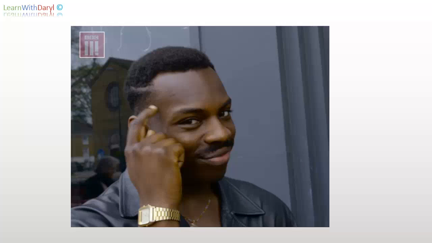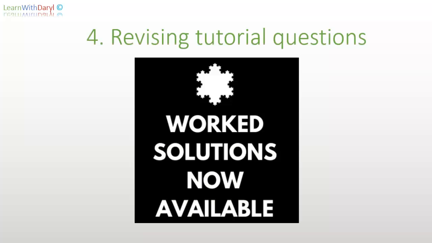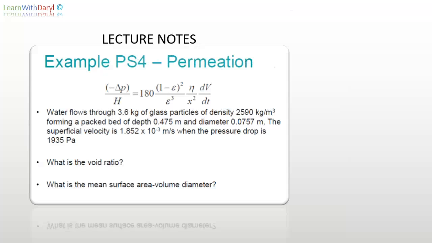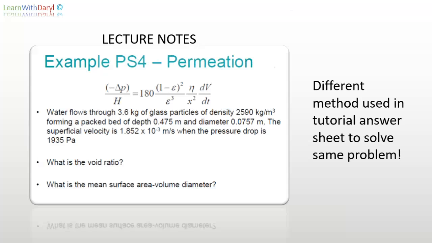As a closing statement, learn how to write those step-by-step instructions and then become a smarter learner. And lastly, you should review and revise all the questions when the full solutions become available online. Pay close attention to the methods used in the tutorial or workshop answer sheet to get the final answers. Sometimes they differ from the methods applied in the work examples or the lecture notes, and you should try to determine why they differ.